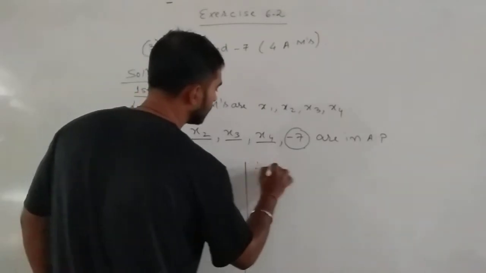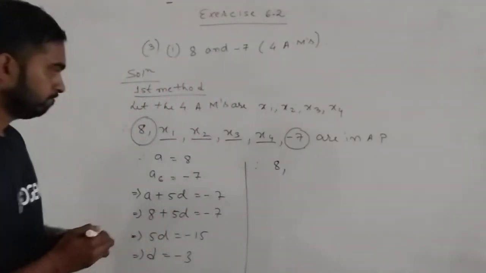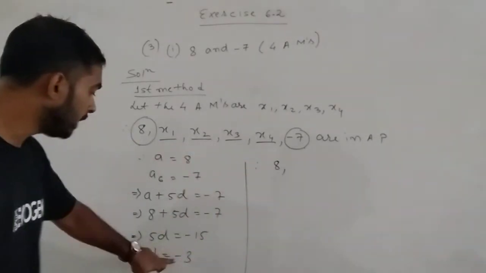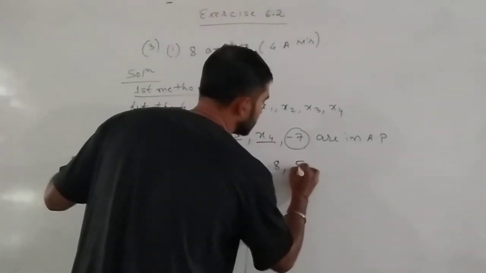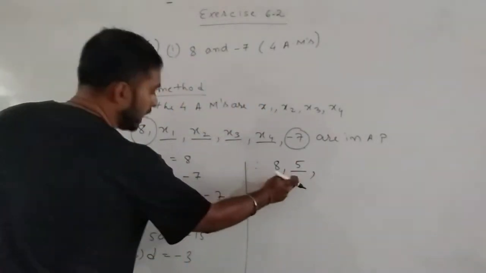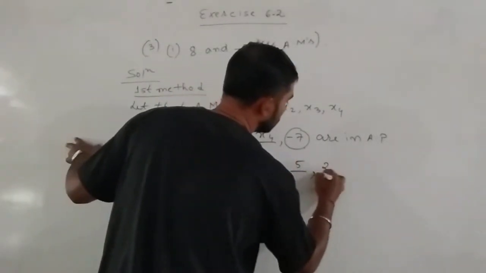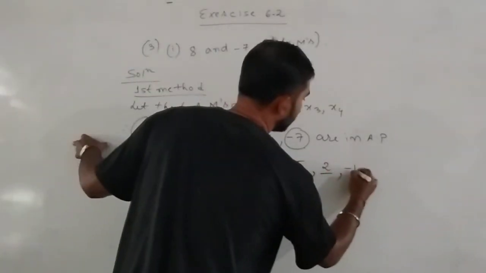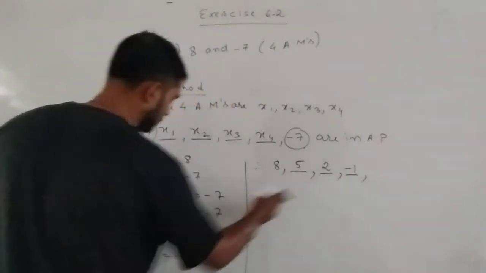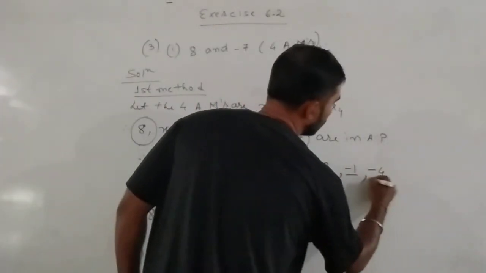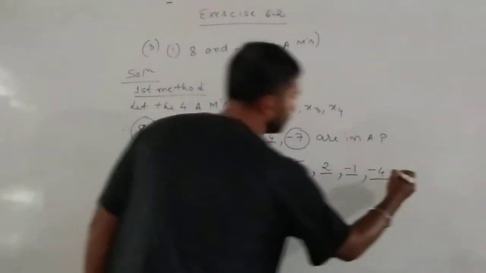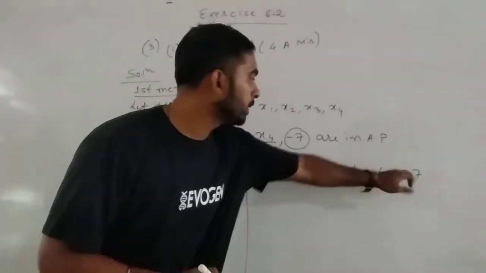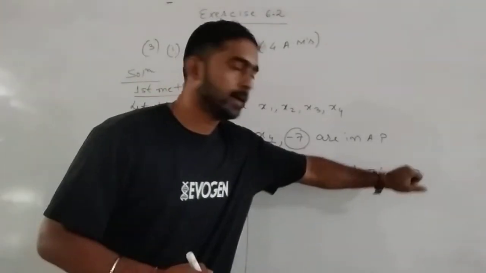Therefore the first term is 8. Now add the common difference to the preceding term, that is 8 minus 3 equals 5. This is x1. Then 5 minus 3 equals 2, x2. 2 minus 3 equals minus 1. Minus 1 minus 3 equals minus 4. Then minus 4 minus 3 equals minus 7. So these are the 4 AMs between 8 and minus 7.